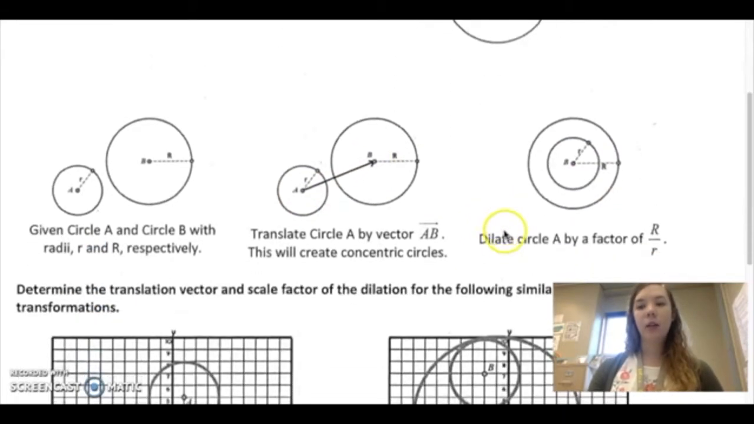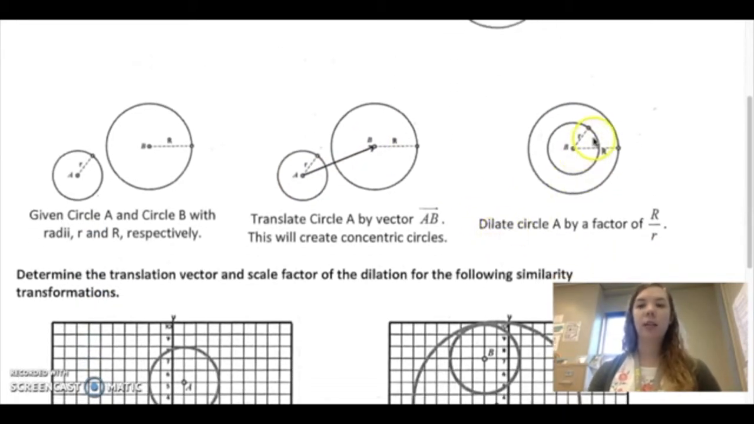And then lastly, using transformations, we can dilate one of our circles to match the other one. So in this case, we're stretching the small one to meet the big one. So we're putting the big radius over the small radius. But that's not always the case. Sometimes we shrink the big one. So you just got to pay attention to the order of things when we do this.